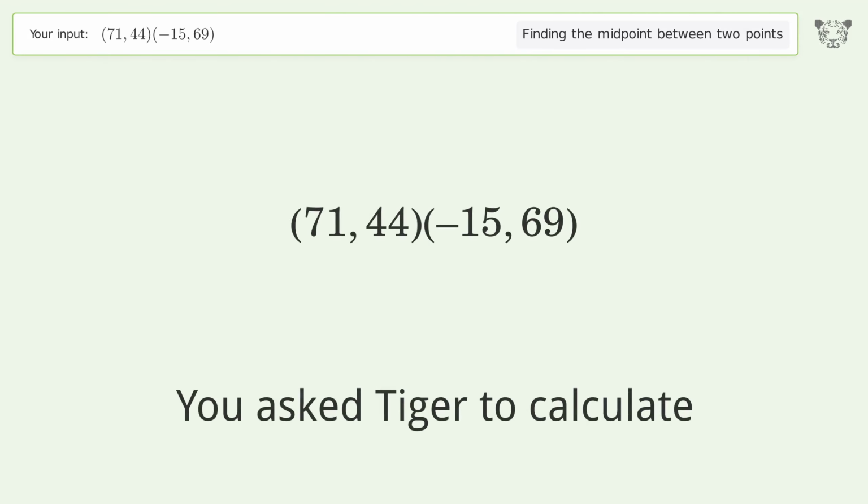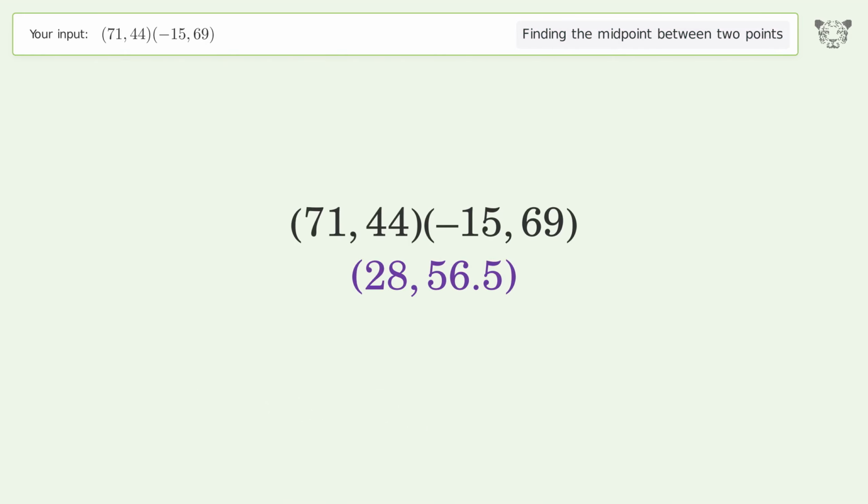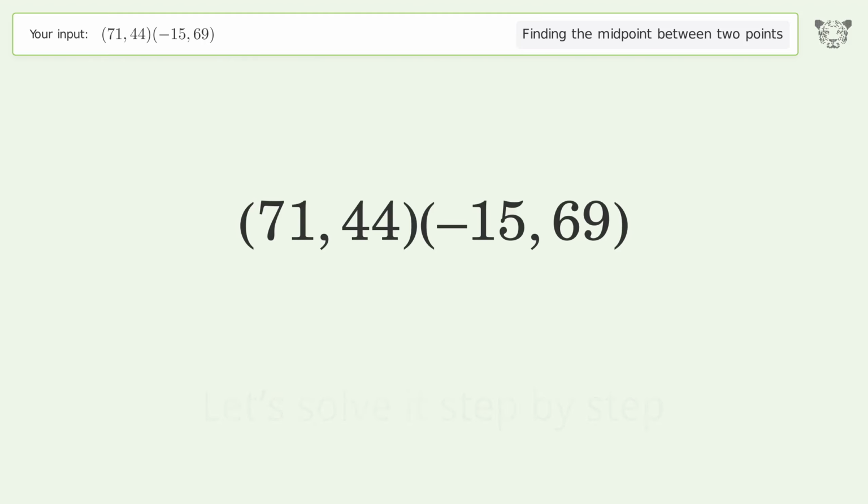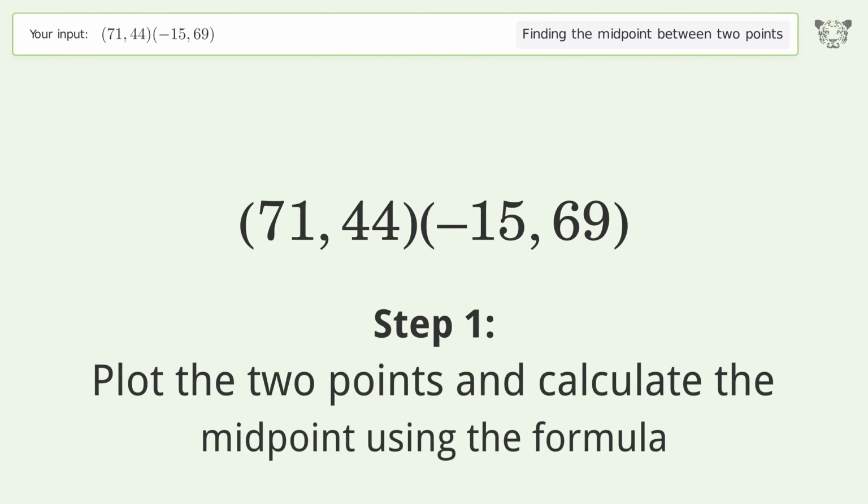You ask Tiger to calculate. This deals with finding the midpoint between 2 points. The midpoint between the 2 points is 2856.5. Let's solve it step by step. Plot the 2 points and calculate the midpoint using the formula.